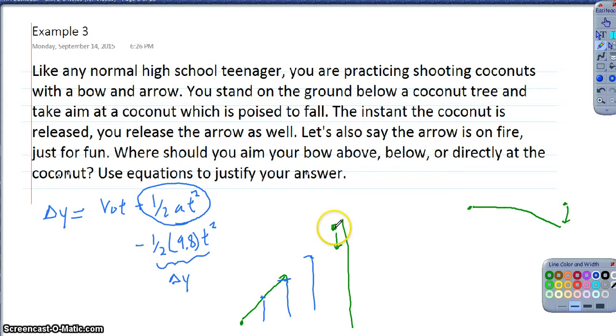Well, if I consider the monkey, as the monkey releases, or as the coconut, I should say, it's not a monkey in this problem, but as the coconut releases, I know it's got the exact same change in displacement for the y component, right? Again, if I was setting this up, it'd be 1/2 at squared because its initial velocity is 0. But that tells me then it's falling at that exact same rate. And so because of that, both the bullet and the monkey will have fallen the same amount by the time that the bullet reaches that horizontal displacement. So we actually do still aim directly at the coconut.